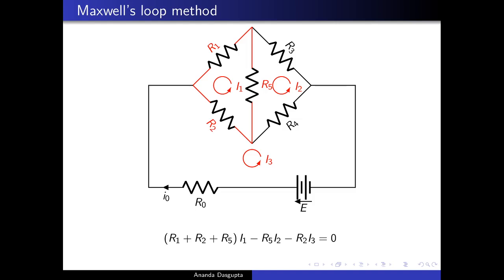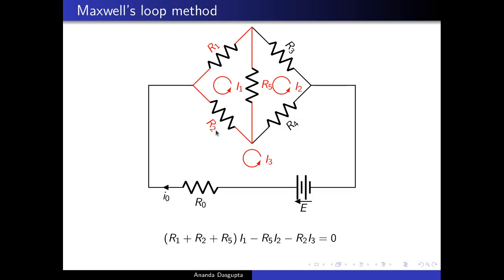So R1 plus R2 plus R5, just multiply I1 by that. And take away from this, subtract all the IR terms for adjoining loop currents. So here I2 is an adjoining loop current, I2 R5 comes with a minus sign. Here on R2 on the other hand, I3 is an adjoining current that comes with minus I3 R2.